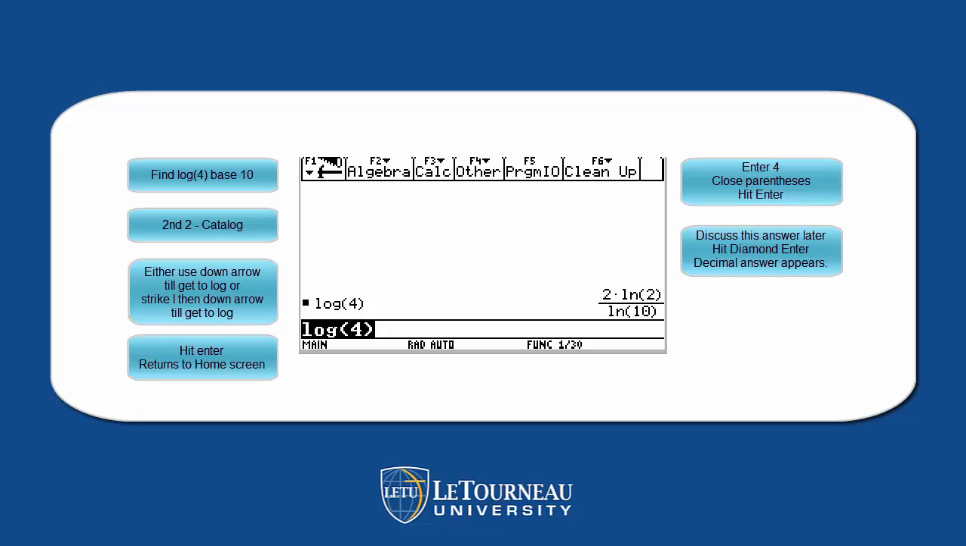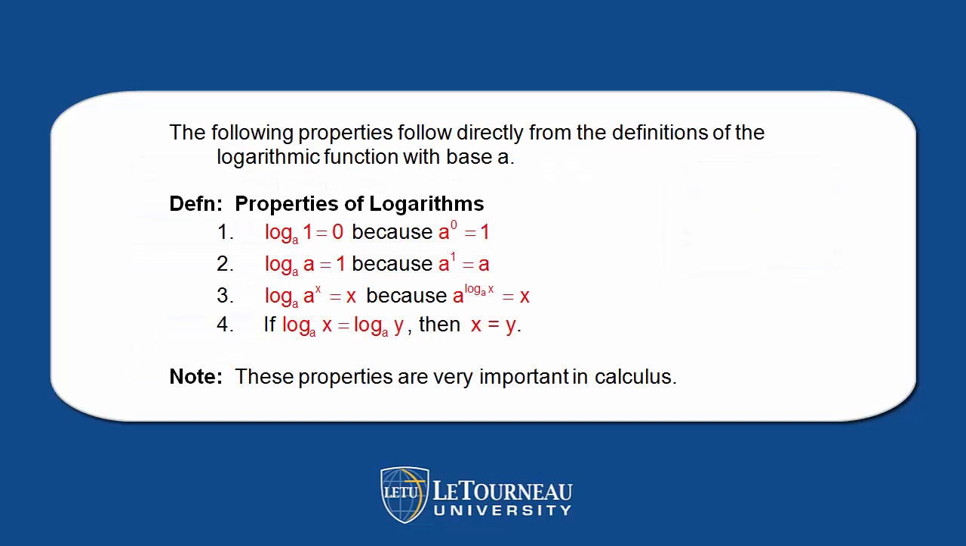Notice it puts it in what's called natural logarithmic form. We'll look at that later. If we do control diamond enter, we get the logarithm of 4 base 10. We have determined that, so let's look at some properties that follow directly from the definitions.